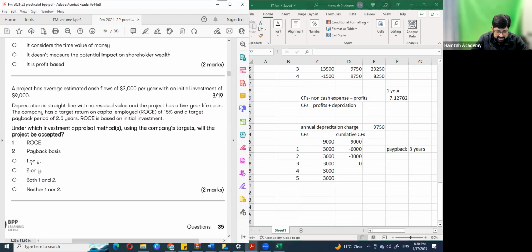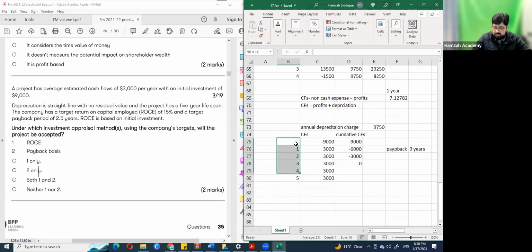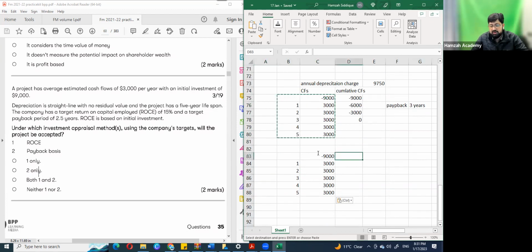Either the answer is A or D. Let us calculate ROS. Students, the required payback is 2.5 years. Its payback is greater, so we cannot accept the project on the payback basis. These are the cash flows. Now, students, what do we need to calculate ROS? We need profits.